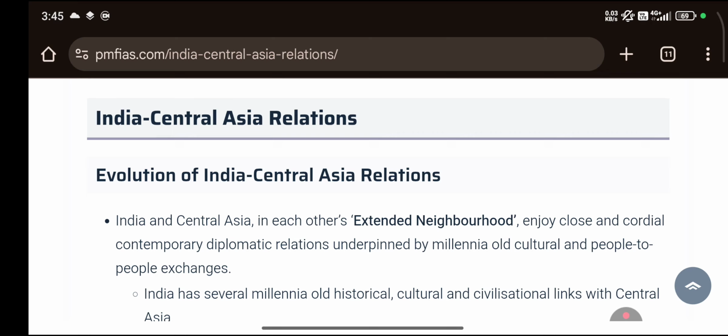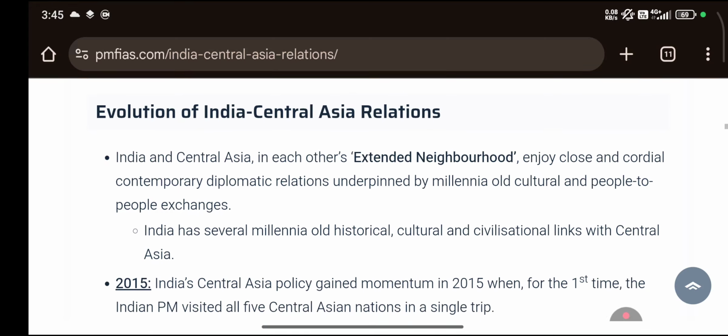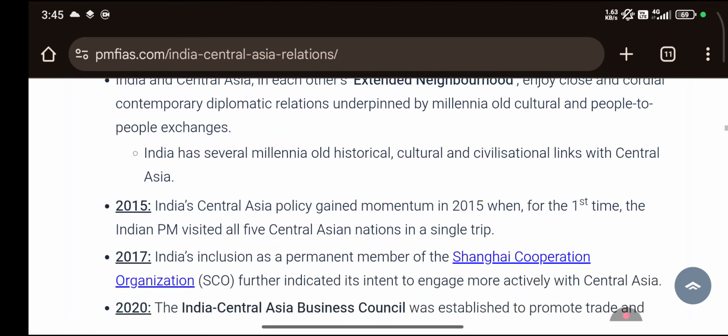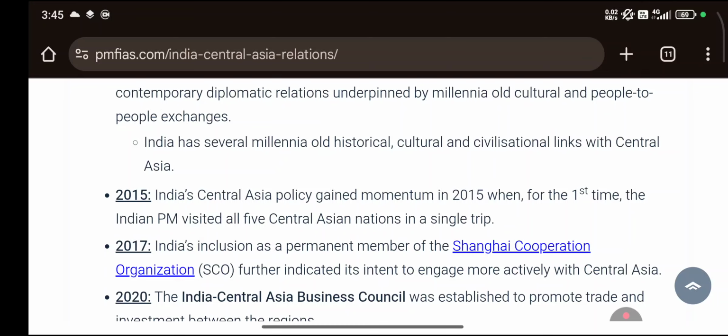Now we will talk about the core of India-Central Asia relations, or how India-Central Asia relations have developed over the years, starting from whatever year it started. If we talk about evolution, India and Central Asia, in each other's extended neighborhood, enjoy close and cordial contemporary diplomatic relations underpinned by millennia-old cultural and people-to-people exchanges. India has several millennia-old historic, cultural, and civilization links with Central Asia.